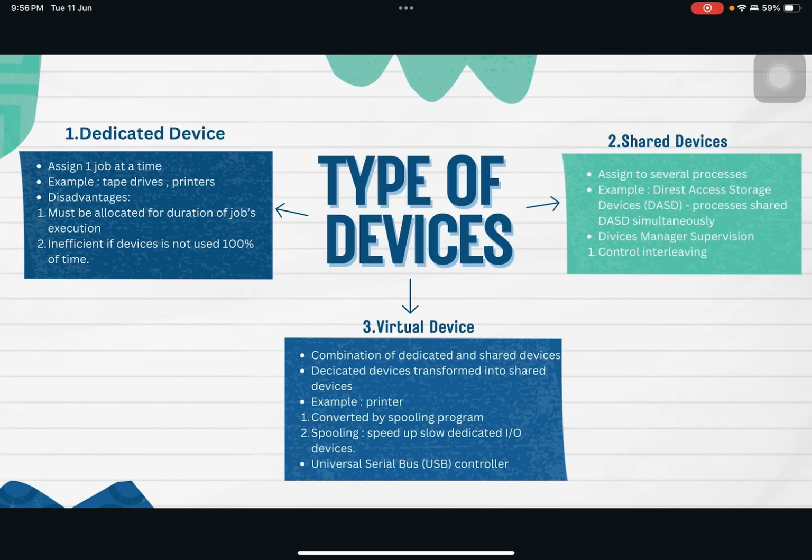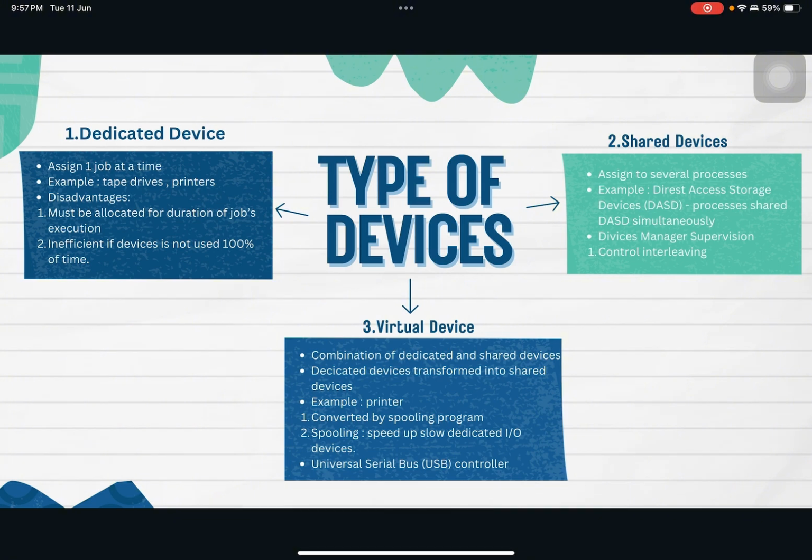So, these are the types of device. The first one is dedicated device. It is assigned one process or one job at a time. The process only releases the device when it is completed. However, it also has some drawbacks, which is it must be allocated for the duration of the job's execution, and it is inefficient if the device is not used 100% of the time.